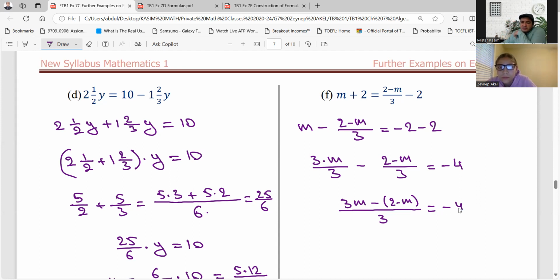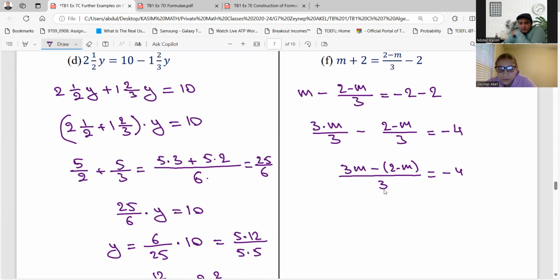And now using the distributive property, I can simplify. At the same time, I can move this 3 at the bottom to the right-hand side. So on the left-hand side, 3m minus times 2 is minus 2, minus minus is plus, and here we have m. On the right-hand side, we have negative 4 times 3. Does it make sense?